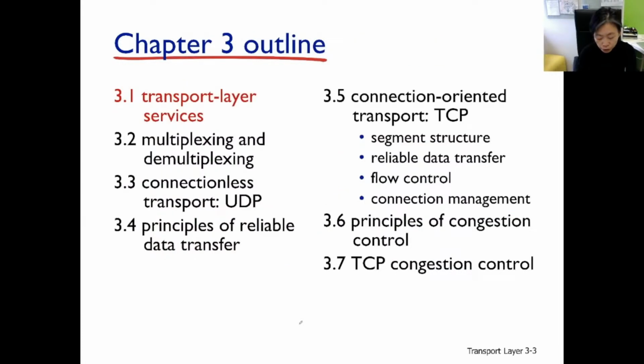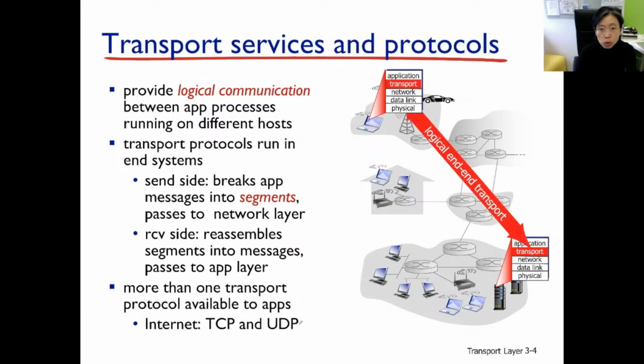3.1 is the overview section. What I need to say here is this. The transport layer service is providing a logical communication channel between two processes that are running on different end systems. There's a sender side of the transport layer protocol and also a receiver side, and their functions often correspond to each other.